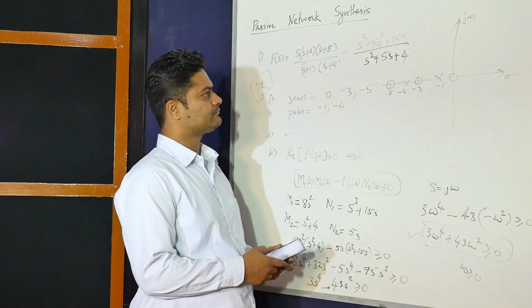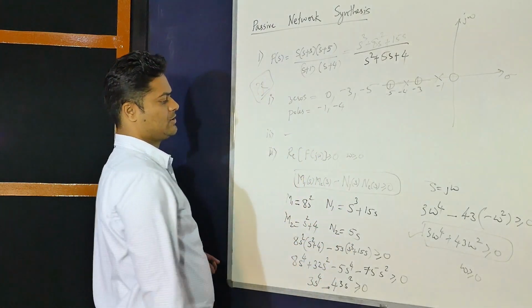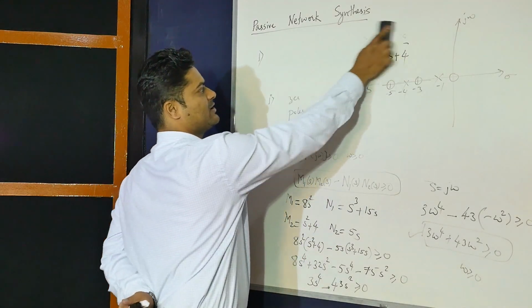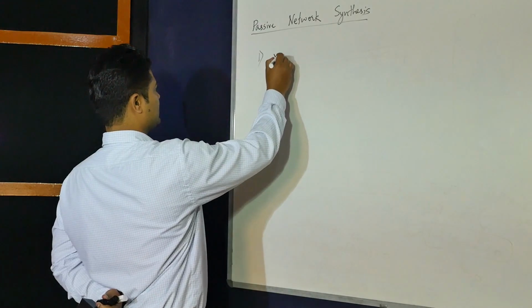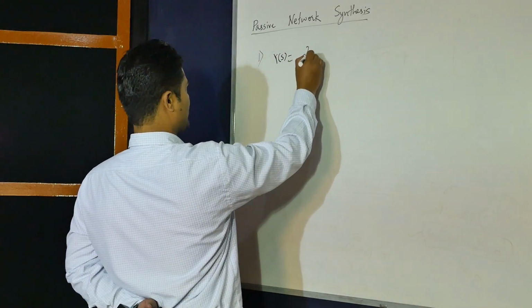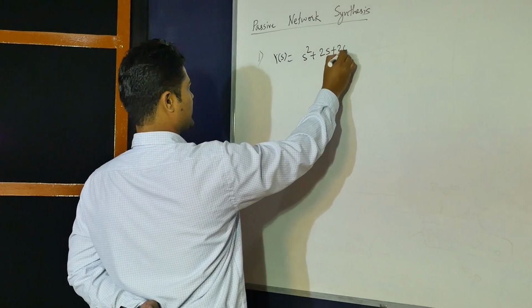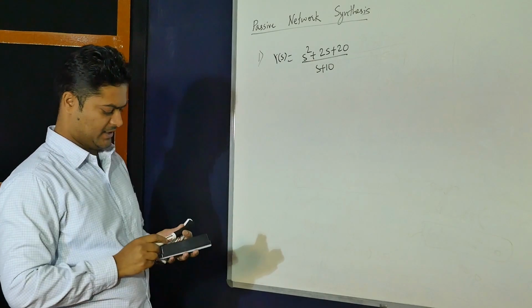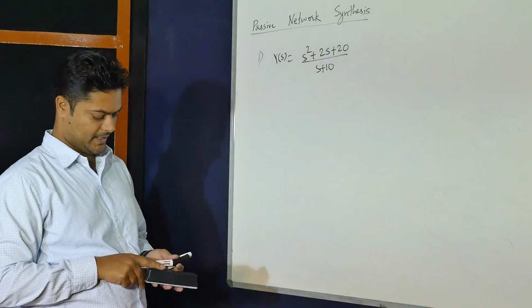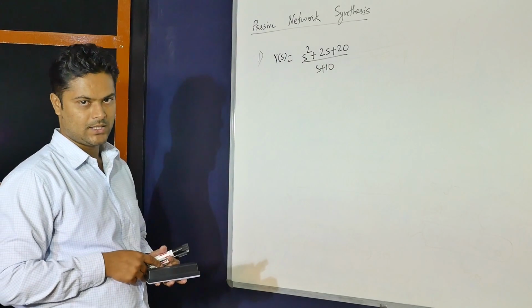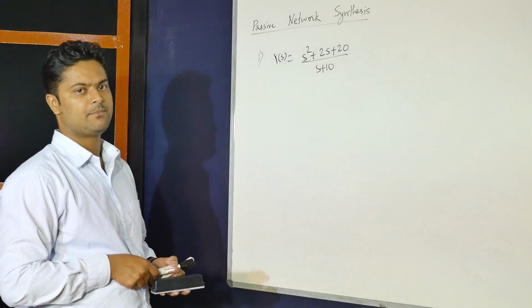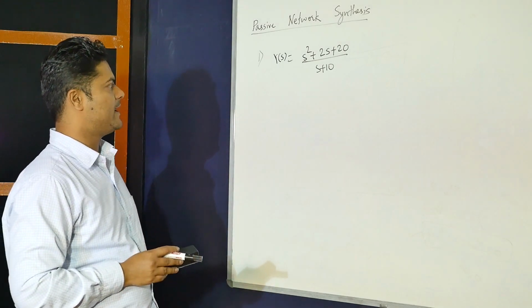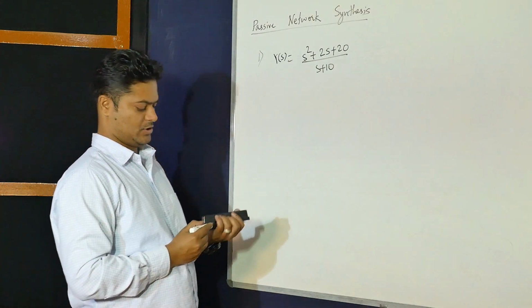Okay. Let us take one more problem where we will know whether the function leads to a positive real function or not. Consider Y of s equal to s square plus 2s plus 20 divided by s plus 10. Let us test this function Y of s. As we said, f of s can be a Z of s, which is the impedance function, as well as Y of s, which is the admittance function. So let us test whether this Y of s is positive real or not.